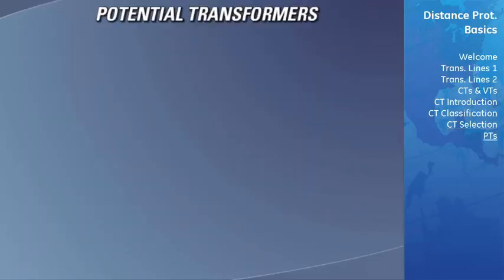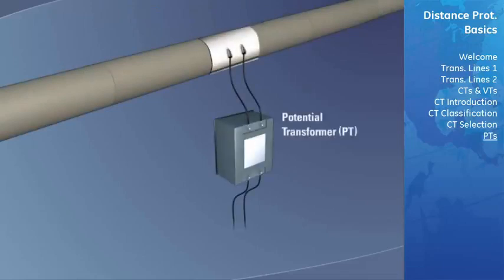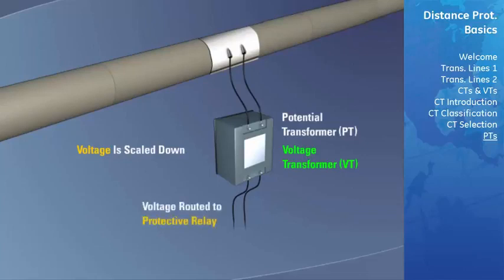Potential transformers. The next type of transformer we will cover is the potential transformer, symbolized as PT, or sometimes known as voltage transformers, symbolized as VT. Similar to current transformers, potential transformers scale down the voltage passed through them, as opposed to the previously mentioned current. The scaled-down voltage is then routed to a protective relay for measurement.